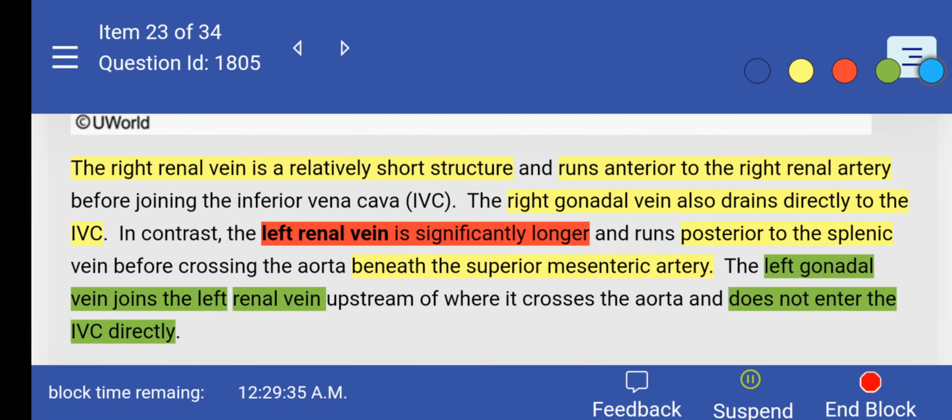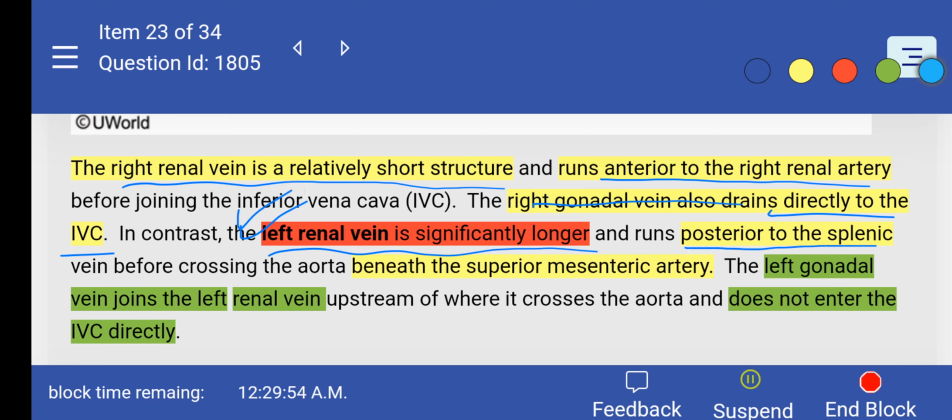Okay. The right renal vein is a relatively short structure that runs anterior to the right renal artery before joining the inferior vena cava. The right gonadal vein also drains directly into the inferior vena cava. I talked about this. The left renal vein is significantly longer, and it runs posterior to the splenic vein, crossing beneath the superior mesenteric artery. The left gonadal vein joins the left renal vein upstream of where it crosses the aorta and doesn't enter the inferior vena cava directly. We talked about this thing, right?